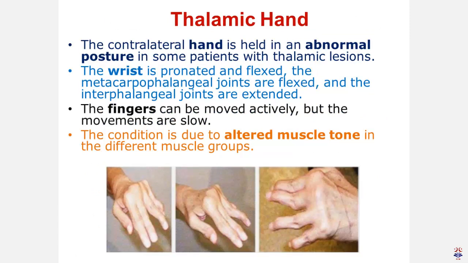Next is the thalamic hand. The contralateral hand is held in an abnormal posture in some patients with thalamic lesions. Wrist is pronated and flexed, and the metacarpophalangeal joints are flexed. These are metacarpophalangeal joints, and the interphalangeal joints are extended. The fingers can be moved actively, but the movements are slow. And this condition is due to altered muscle tone in the different muscle groups.